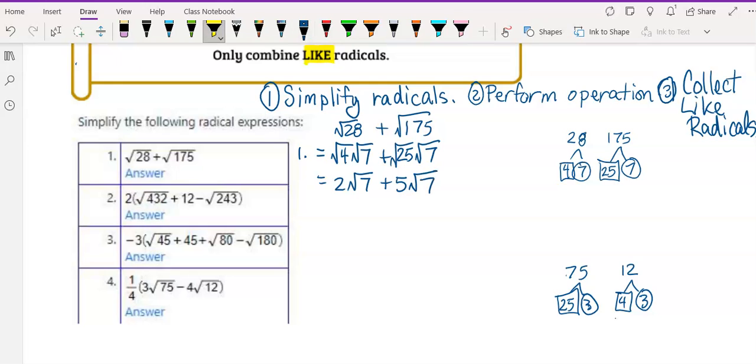And grab your highlighter, hopefully you have one, and you can see here that these are like radicals. So if I was to go into a parallel universe here, if I said, hey folks, what is 2x plus 5x? You're going to say 7x. Okay, this is the same concept here. I have 2 root 7s plus 5 root 7s. So altogether, I'm going to have 7 root 7s. Awesome. It's a lot of 7s.